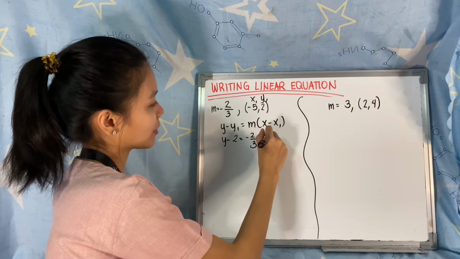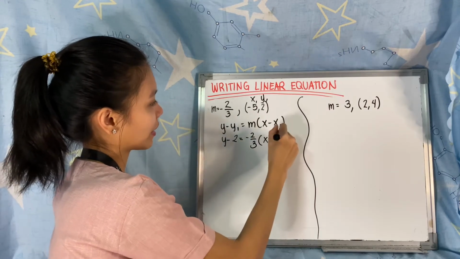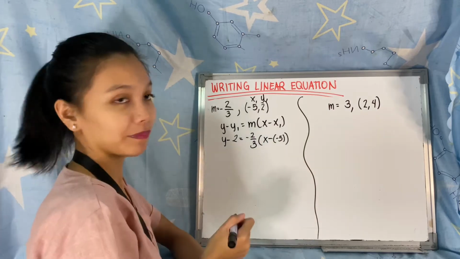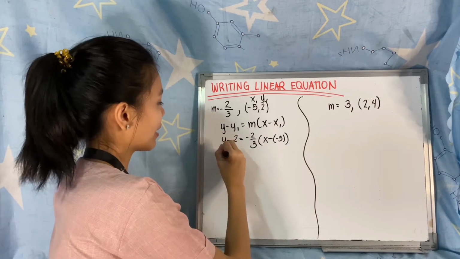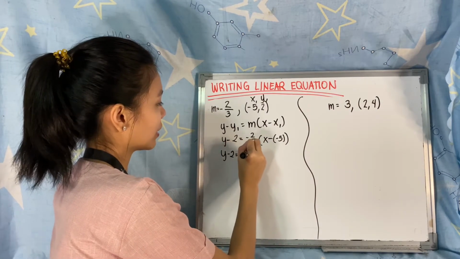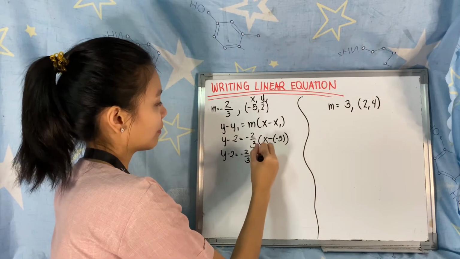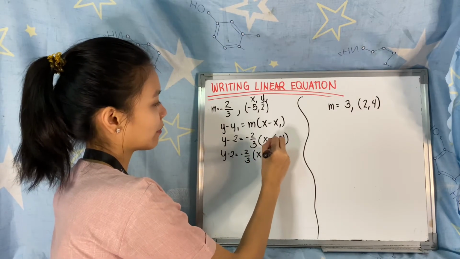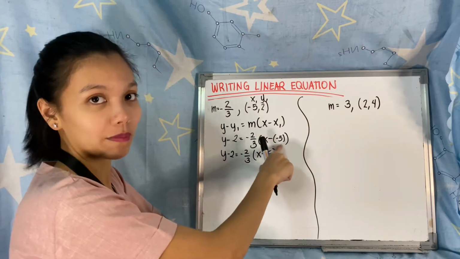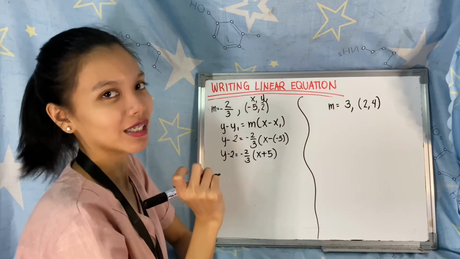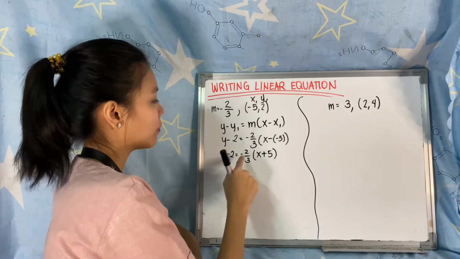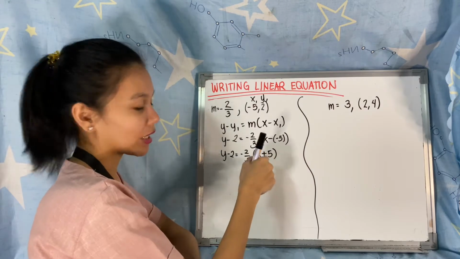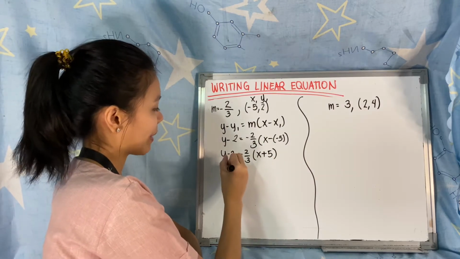Multiply by x minus x sub 1, that is negative 5. So, that will become y minus 2 is equal to negative 2/3 multiply by x plus 5. So, magiging positive na siya kasi negative times negative is positive. Okay. So, ano natin? Distribute natin sa negative 2/3 para ma-simplify natin.